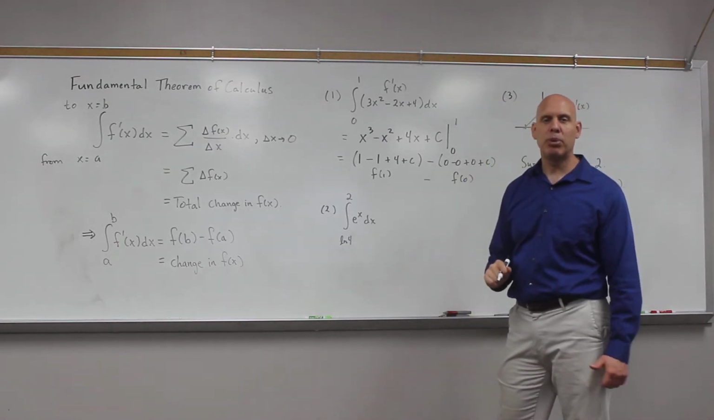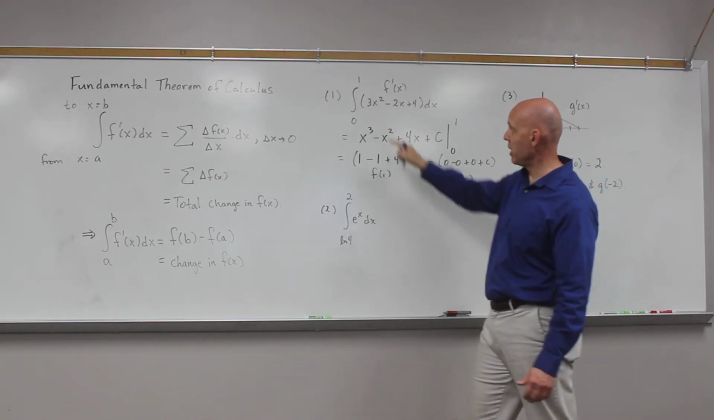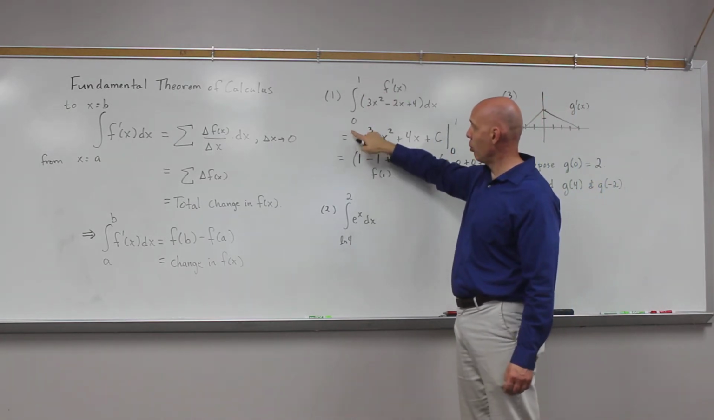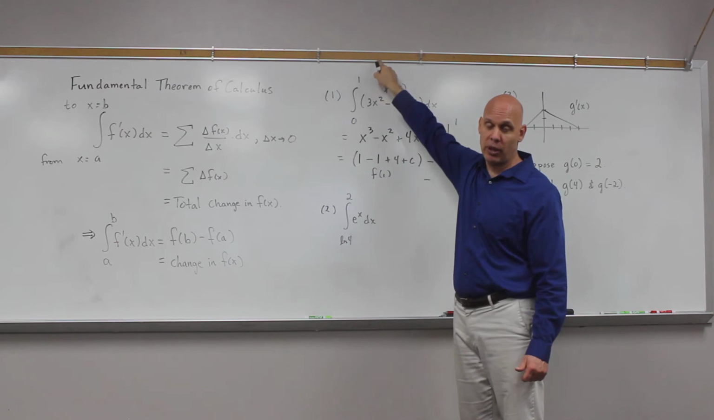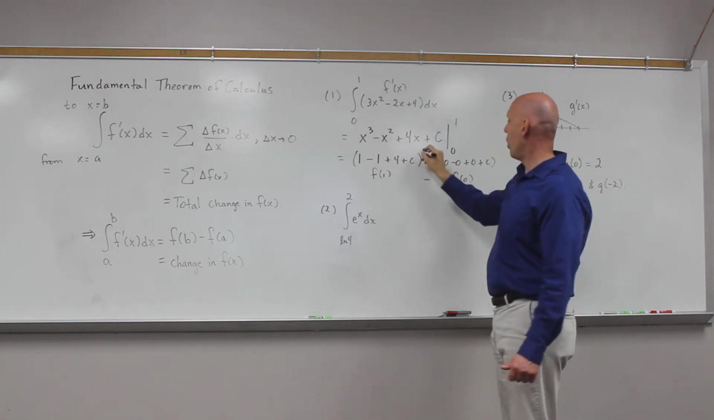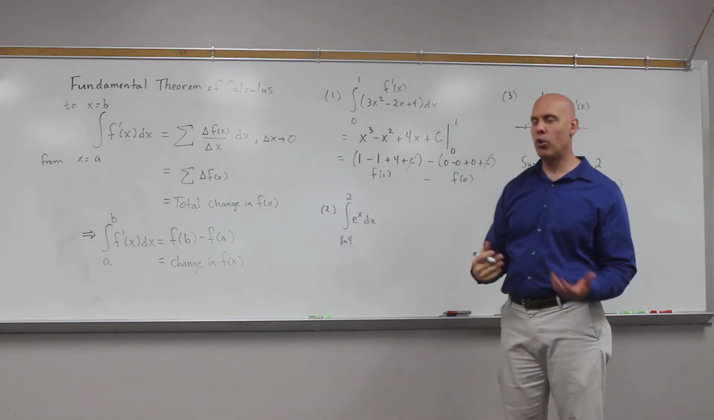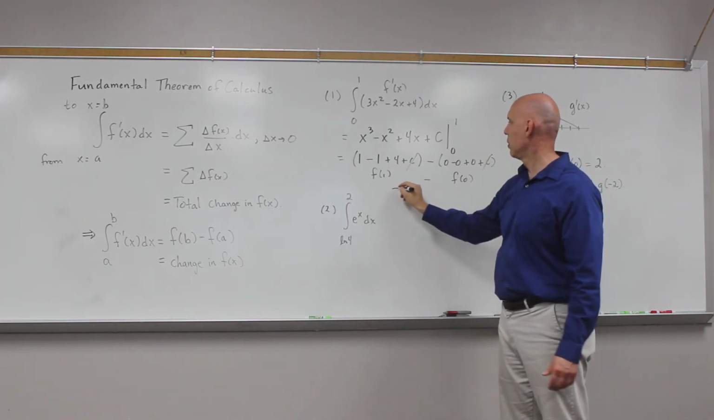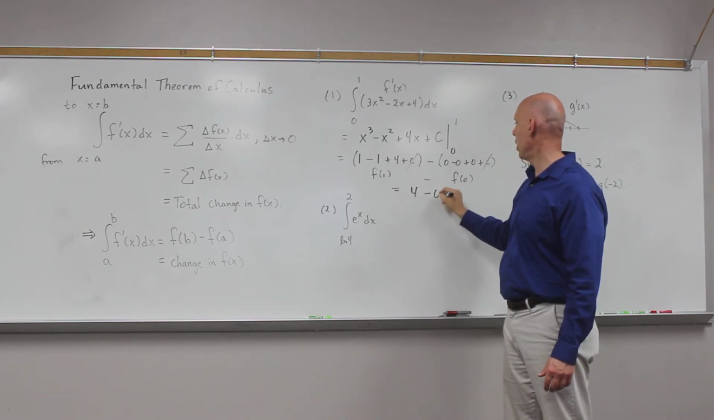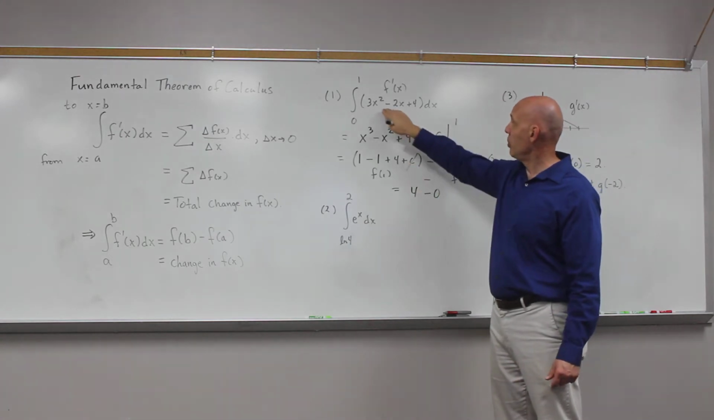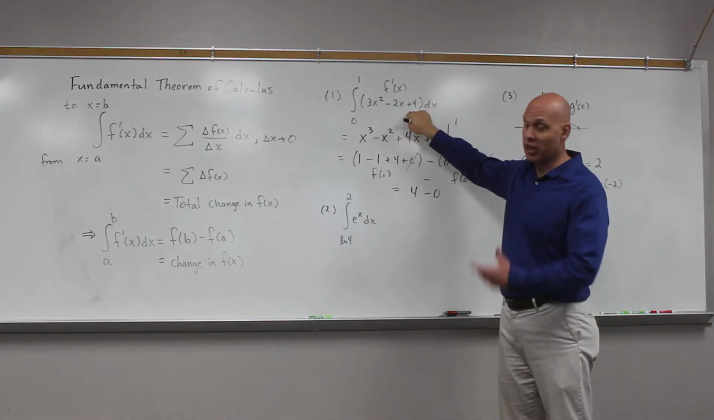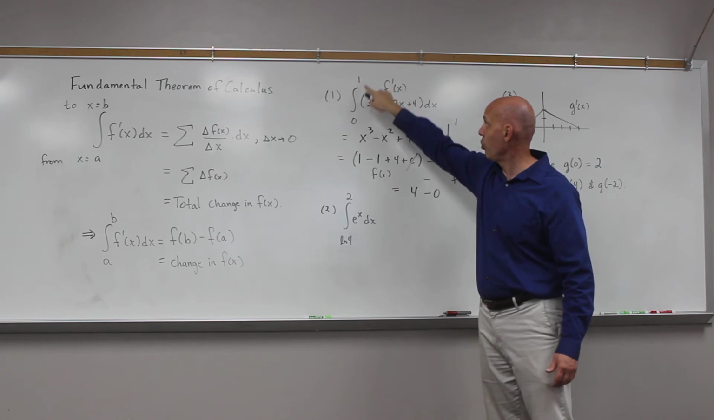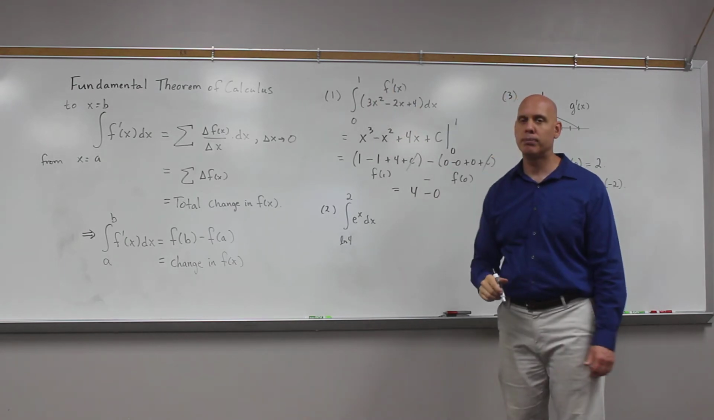Here's why we don't need the plus c if I'm doing what's called a definite integral. An integral where I definitely know where I start and where I end. Why do I not need the plus c? Because it will always cancel out if I do it correctly. So I end up with 4 minus 0. So the area between the curves, or beneath the curve, from x equals 0 to 1 of this function is exactly 4.